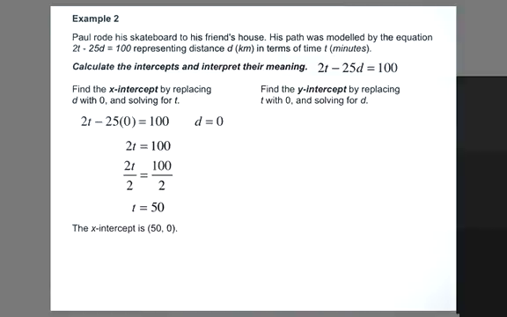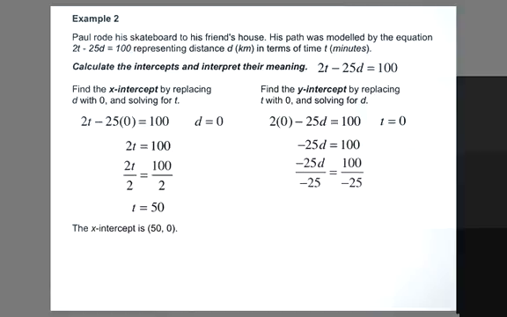We find the y-intercept by replacing t with 0 and solving for d. This leaves us with 2 times 0 minus 25d is equal to 100, because t is 0. This simplifies to negative 25d is equal to 100. When we divide through by negative 25, we isolate d, and we find d is equal to negative 4. Therefore, the y-intercept is (0, -4).